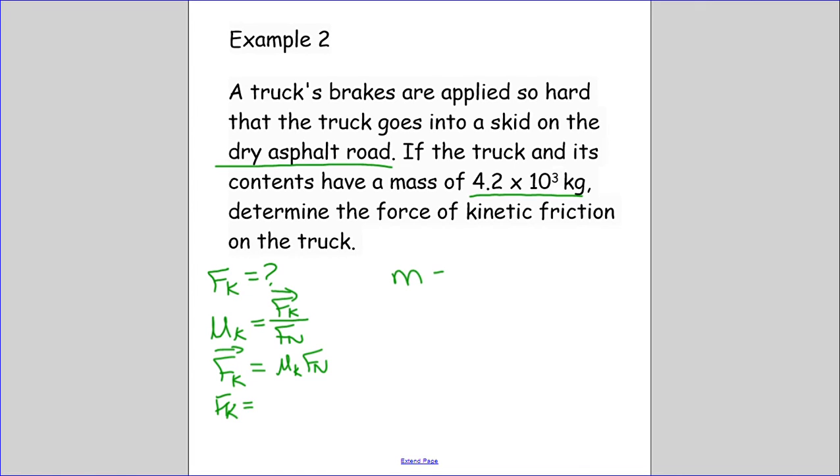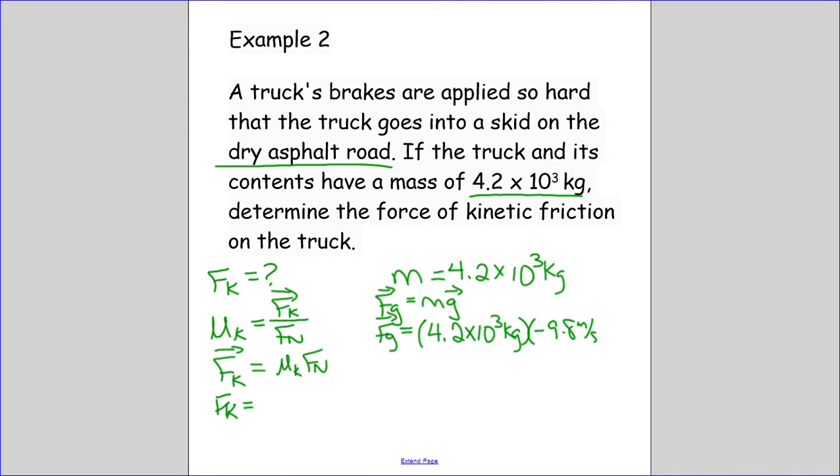The mass of this equals 4.2 times 10 to the 3 kilograms. And so I can use that to find my force of gravity. So my force of gravity, Fg equals mg. Force of gravity is equal to 4.2 times 10 to the 3 kilograms. Gravity is negative 9.8 meters per second squared. So Fg is going to work out to be 41,160 newtons of force being applied.